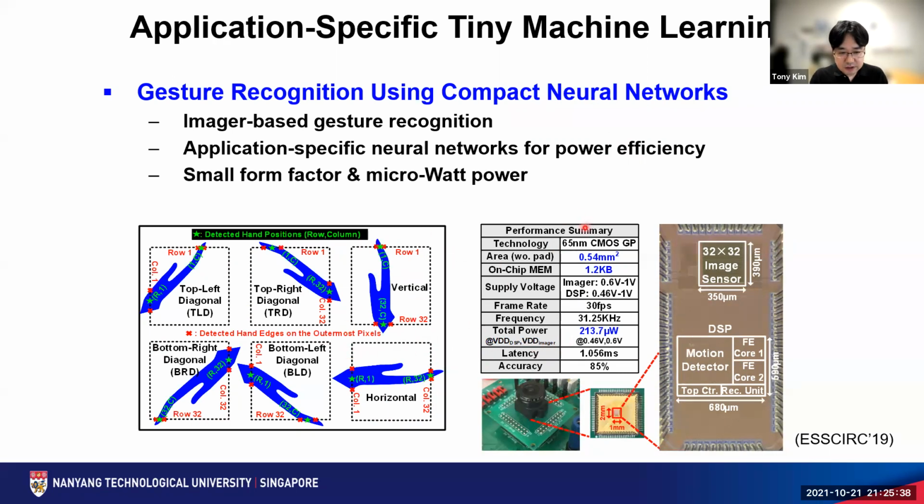As you can see from this table, this chip is also consuming less than 1 milliwatt. It is consuming only 213 microwatt while it is processing 30 frames per second. So this kind of tiny machine learning can be quite useful in smart IoT devices that require human-machine interfaces.